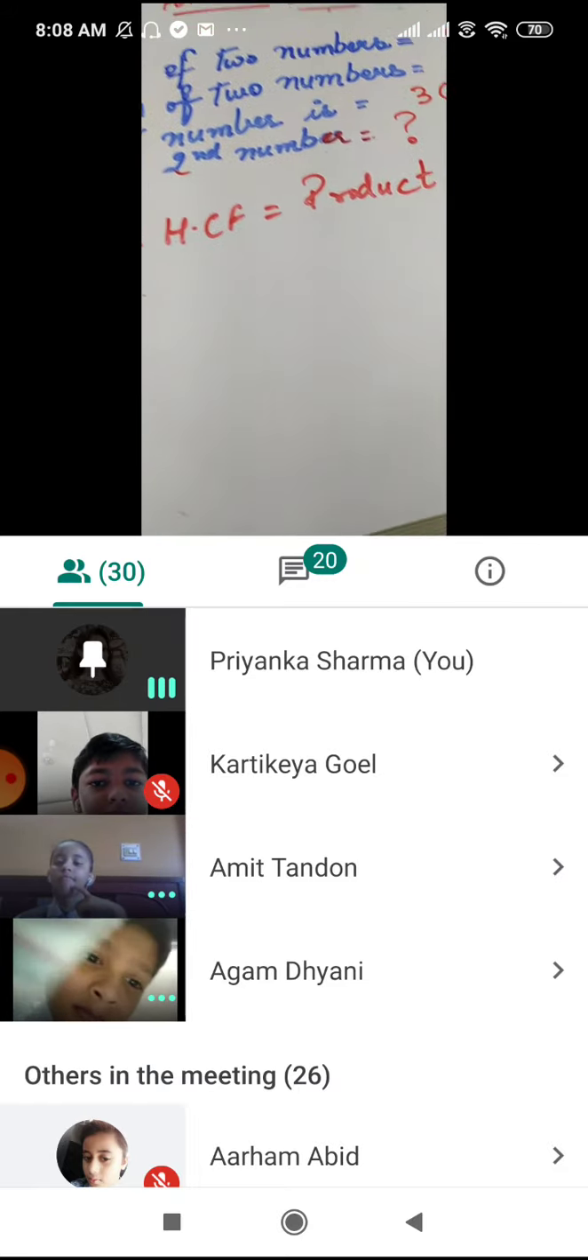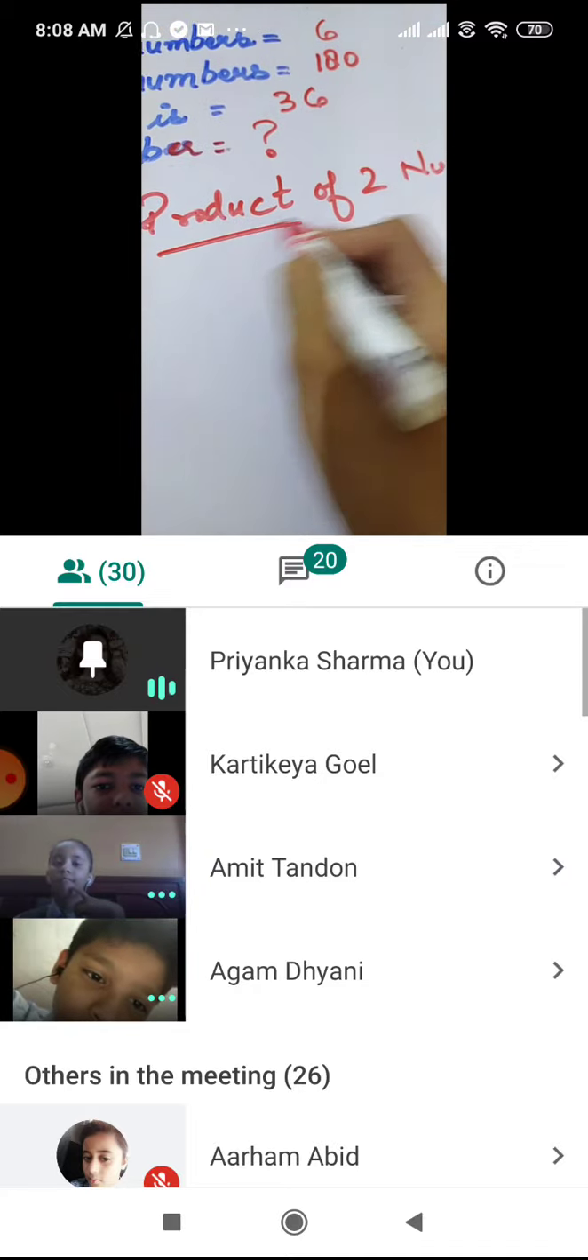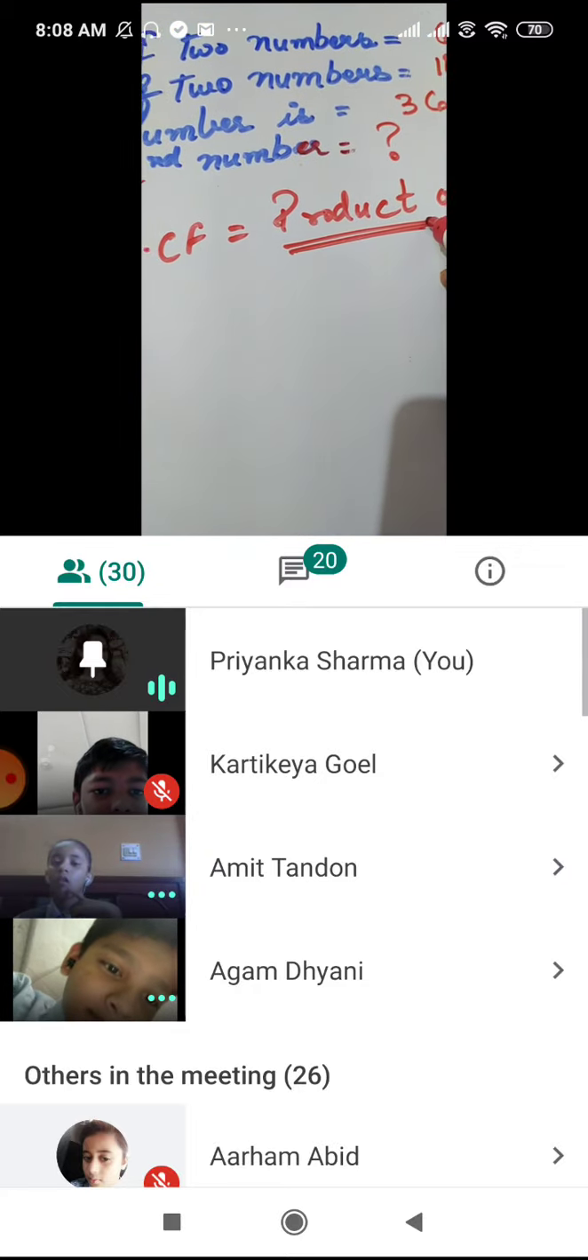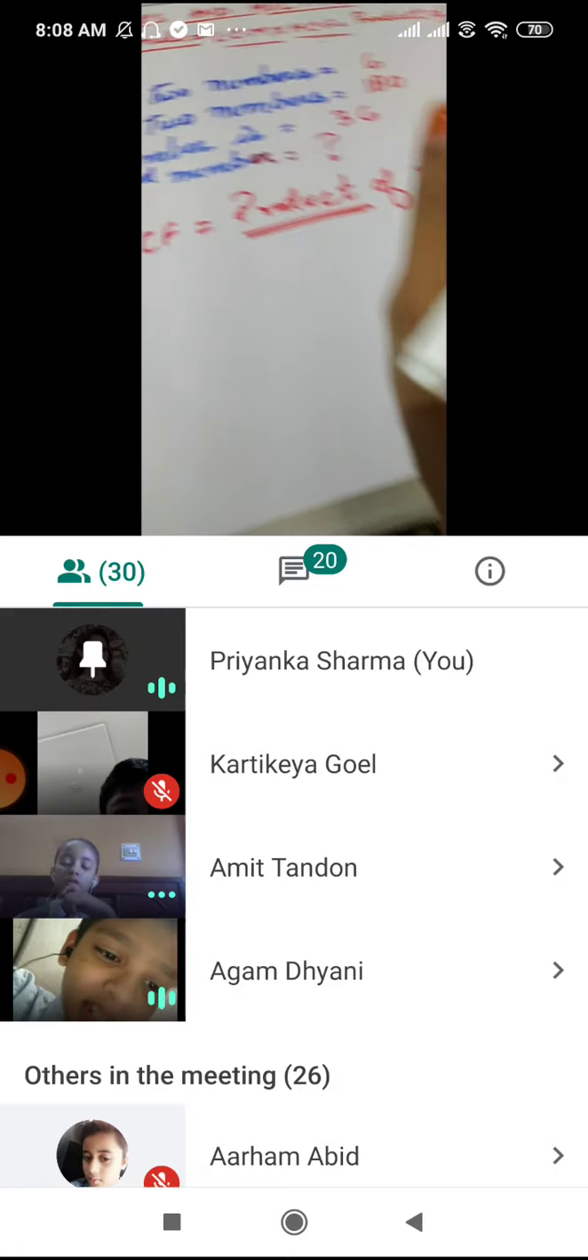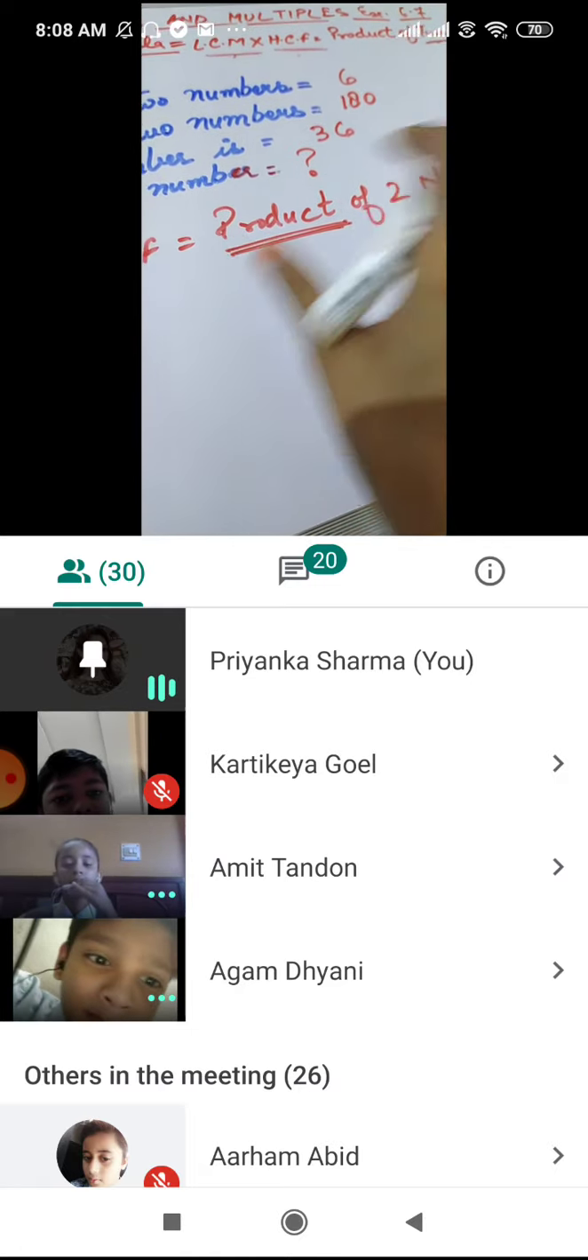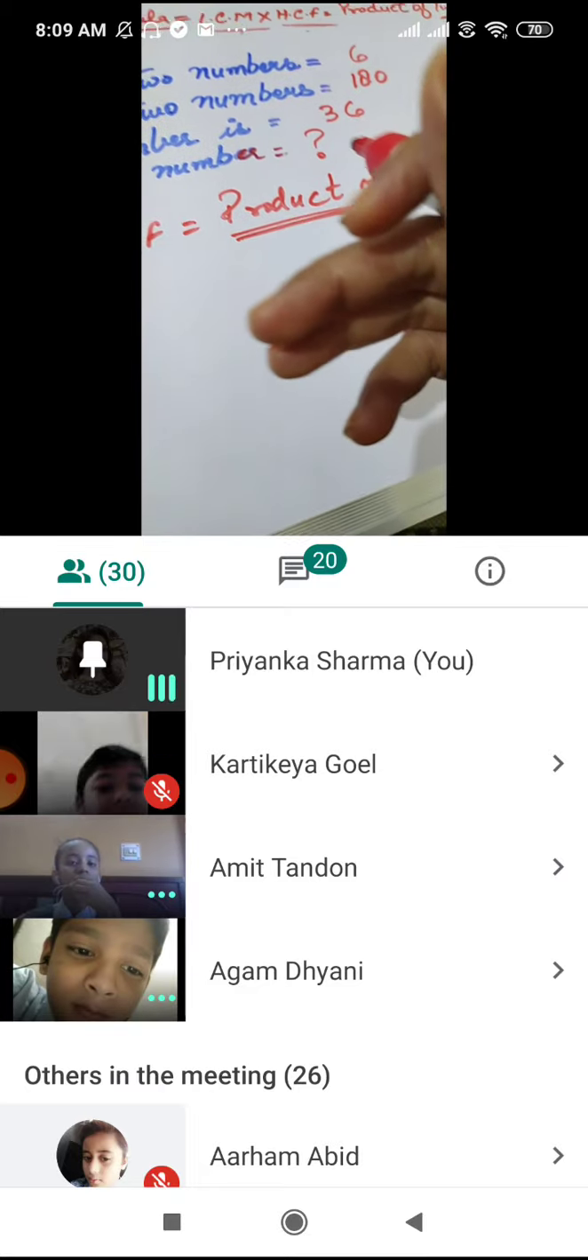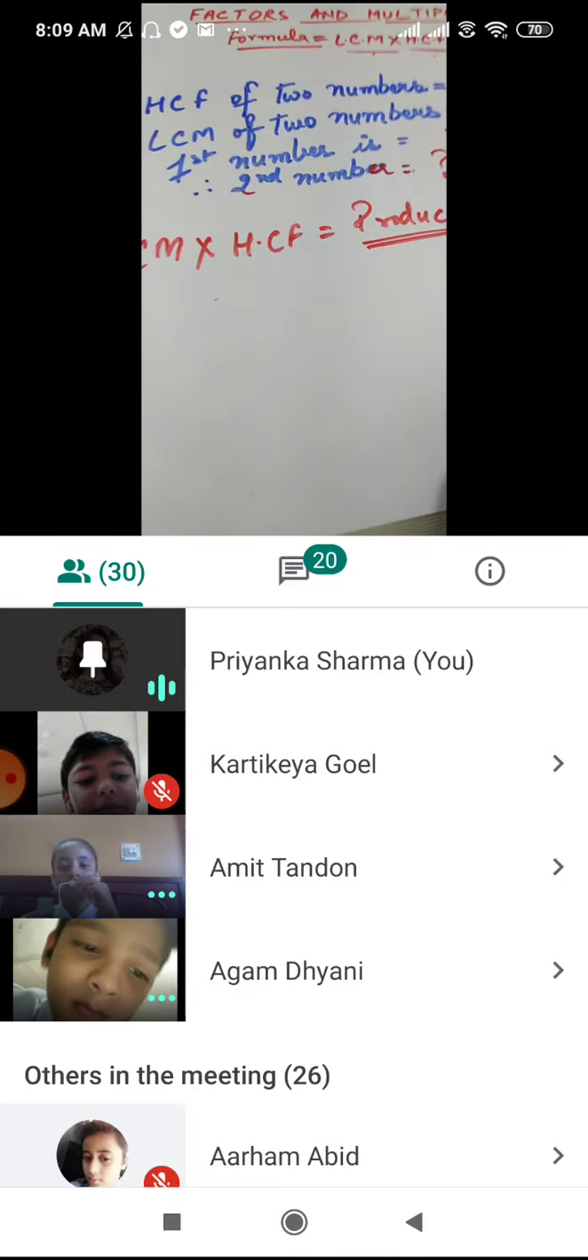Okay, product of two numbers. Product means multiplication. What does the word product mean? It means multiplication. Now you all must be thinking how ma'am is writing the one number below it. Okay, I am going to explain that also.